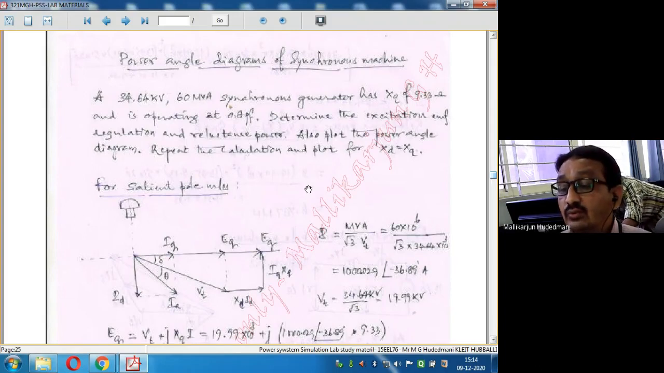Later, I have to consider XD and XQ one and the same. Like XQ is given to be 9.33 in this problem. If I treat this XQ as XD, under this condition the calculation belongs to a smooth cylindrical rotor fitted synchronous generator. So I have to perform the experiment like part A for the smooth cylindrical machine.